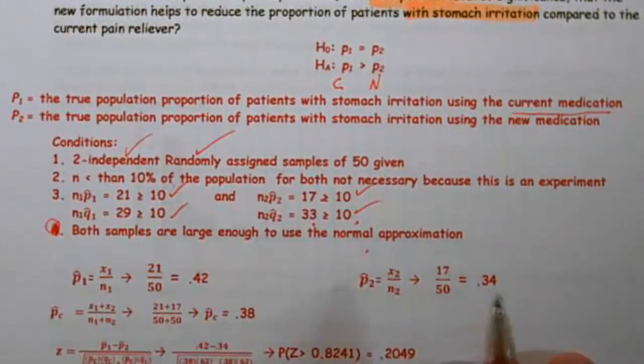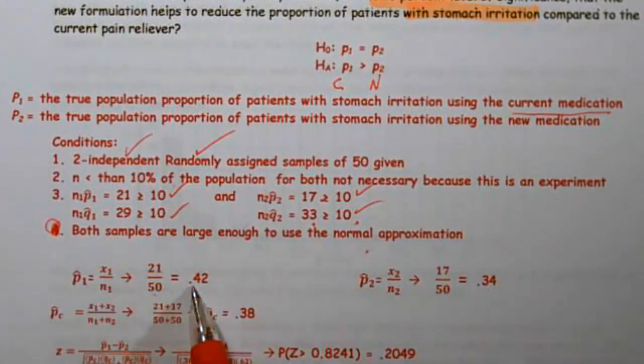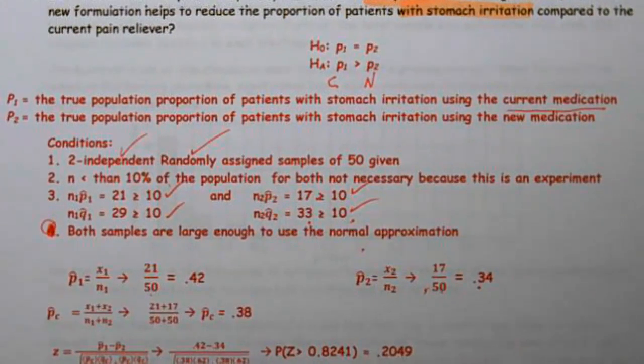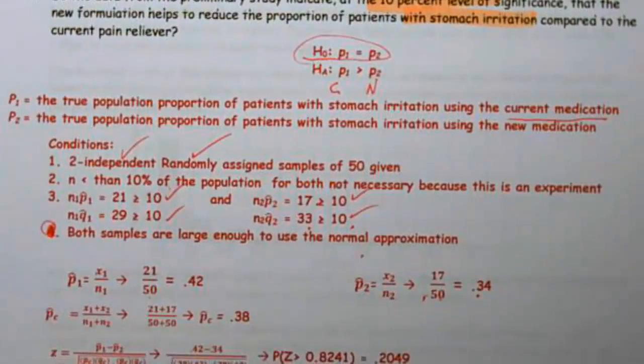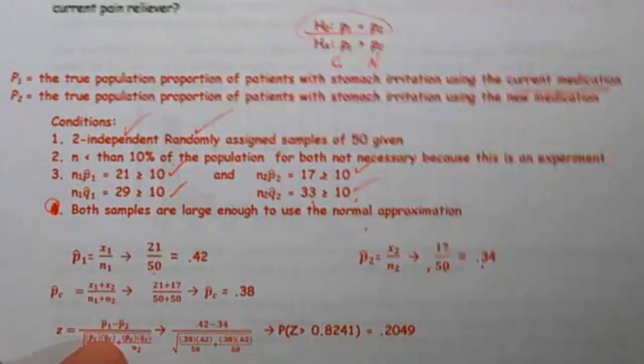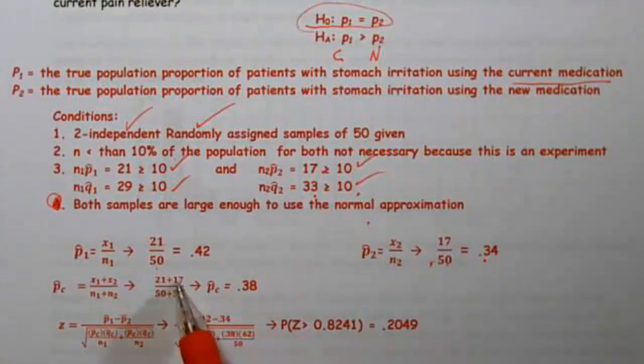So 21 out of 50 or 42%, and then 17 out of 50 or 34%. These are the percentages that had stomach irritation. Because we are working with a 2-sample proportion, we do have to pool. Because the assumption up here, and the reason we do this, is the assumption up here is that the proportions are equal. So by combining the 2 samples, we think that we would get a better estimate. So that's essentially what we're doing. 21 over 50 plus 17 over 50. And when we end up doing that, we end up getting a P pooled or a P combined of 38%.